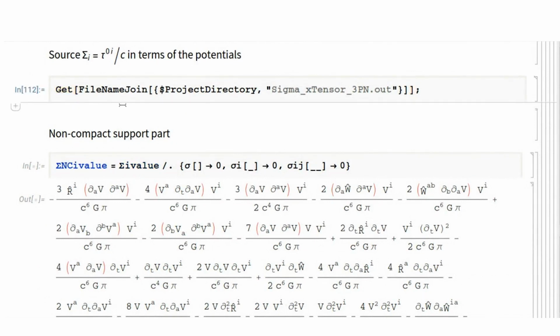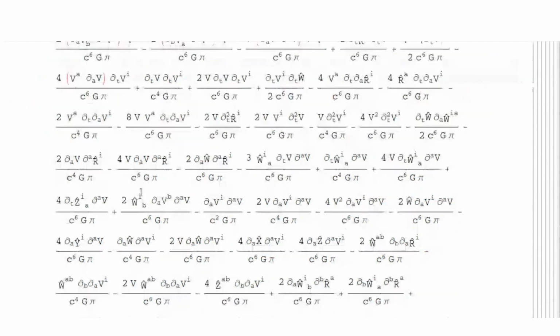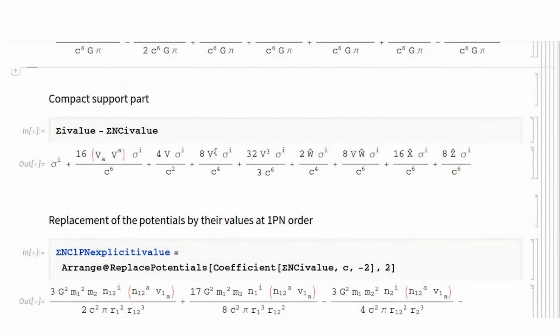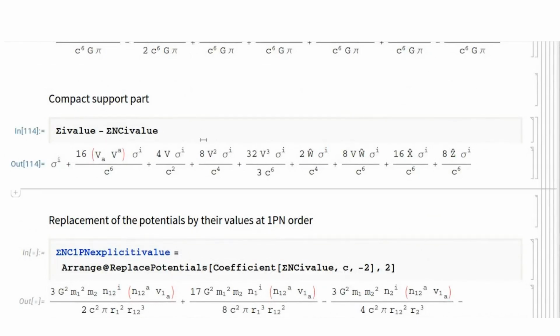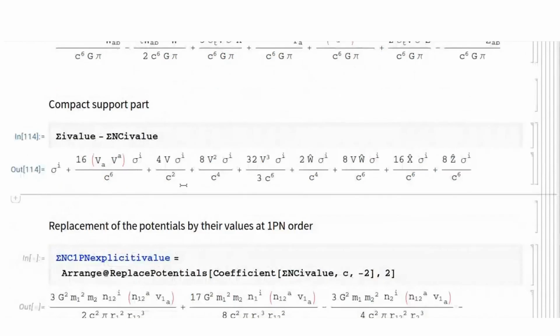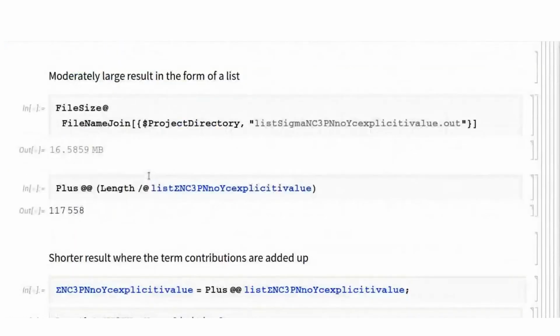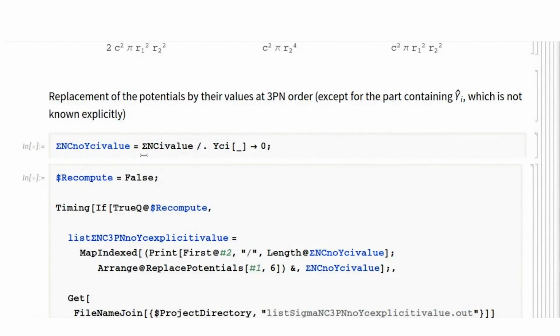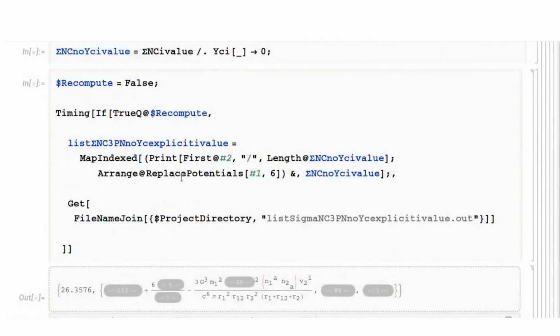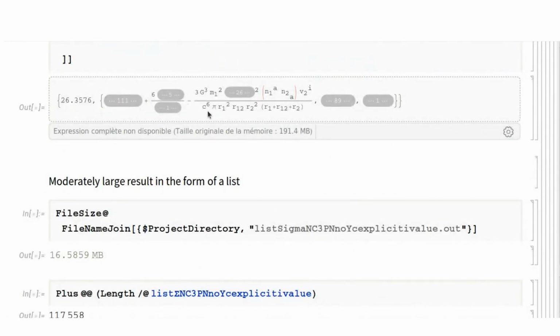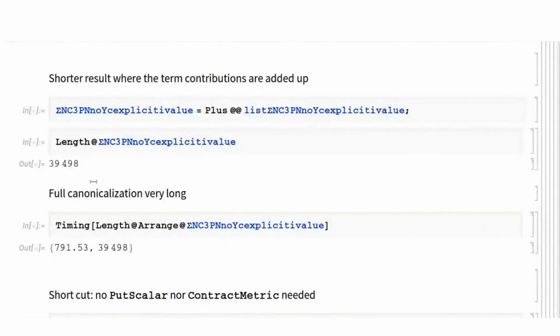Then if I have a large source depending on my potentials, I can try to replace the potentials there. So for instance, this is the compact part, and I just showed you before the non-compact part of the source. The compact part means that this is the stress energy tensor. I can show you the result. So the result is that if I load this after replacement, I obtain something which is very large, and the evaluation of this with arrange with two canonical is very long.